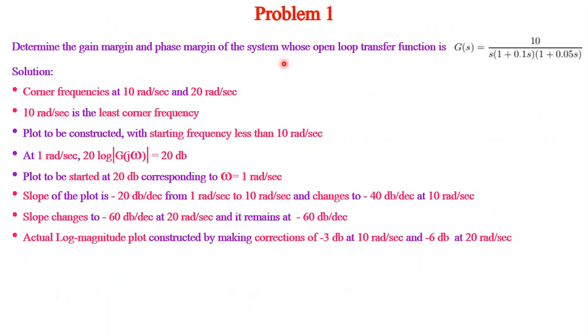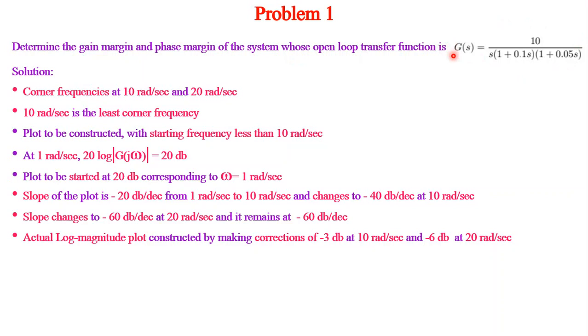Let us consider problem number 1 to illustrate whatever procedure we have established. Let us see how to apply the procedure and determine the gain margin and phase margin of the system whose open loop transfer function is given by this. So as per the procedure, the first step is we will have to draw the magnitude plot.